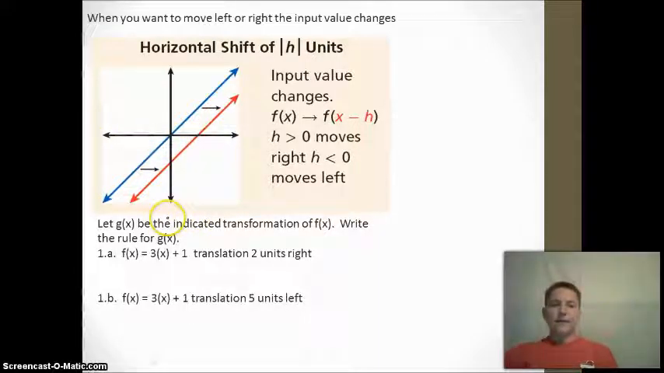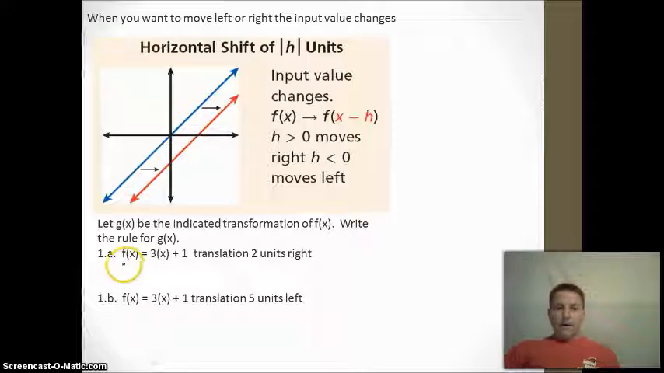So we're going to let g of x be the indicated transformation of f of x, and we're going to write the new rule for our function. In these two examples, we're going to use the same function f of x all the way through this video. So we're going to start with a line 3x plus 1, and we're going to translate it 2 units to the right. What this rule up here says is that we take our translation and stick it in just for the x's.